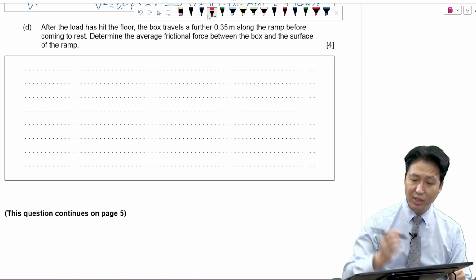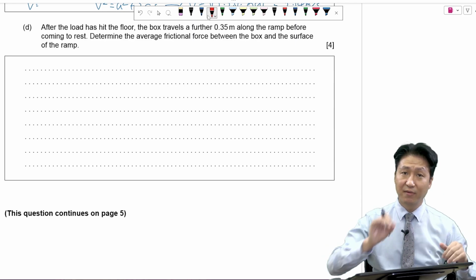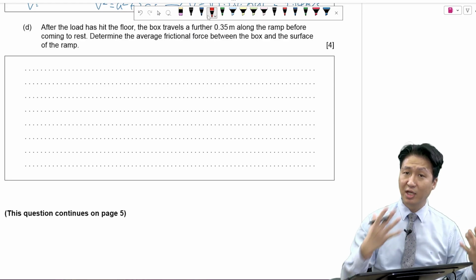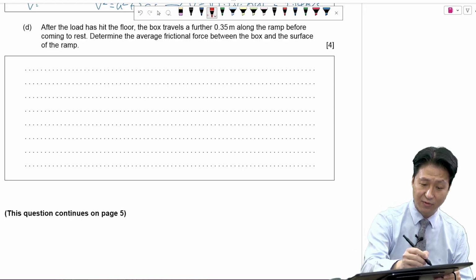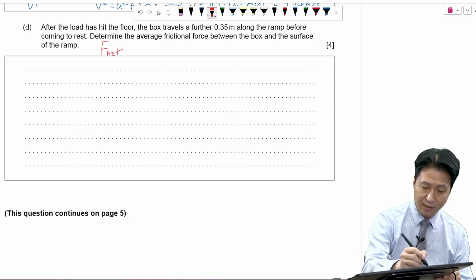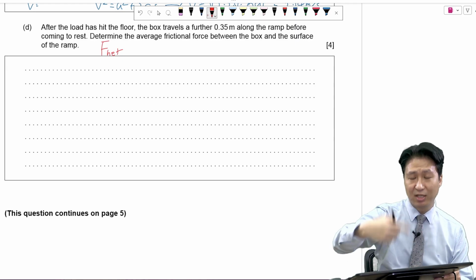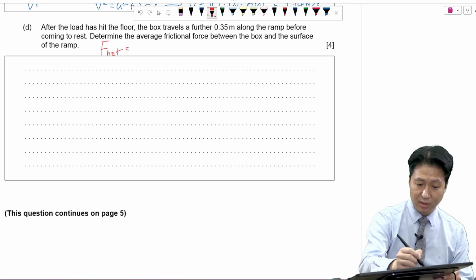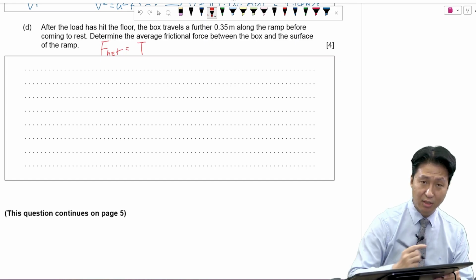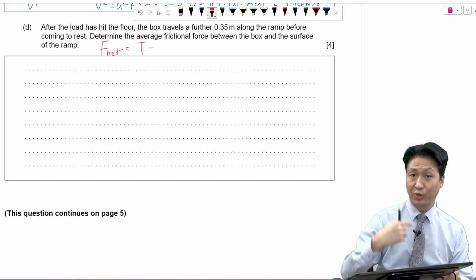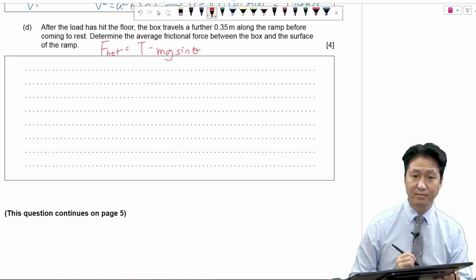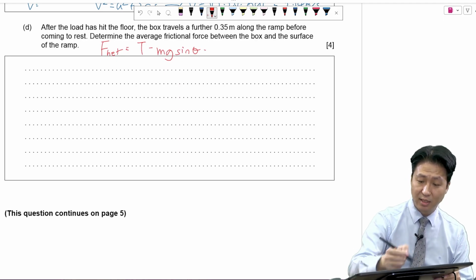Now, first of all, let's separate the concept of the average frictional force and the net force. If you use the information given by the problem, the first thing you will find is that the net force, which would be the thing you calculate using the energies, is equal to the tension upwards minus the force of gravity down the ramp, which would be mg sine theta, as well as the force of friction.